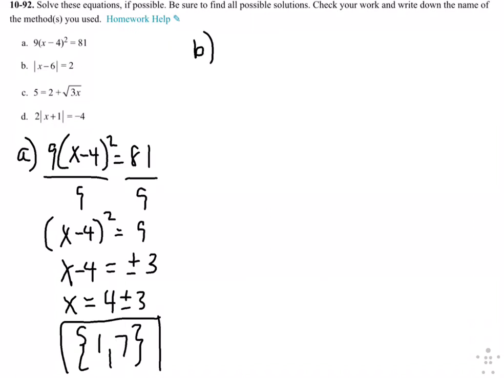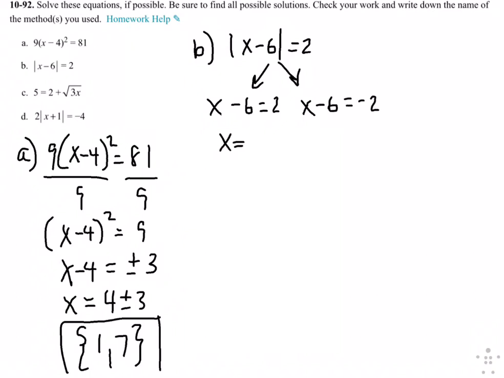Okay, for B, we have an absolute value, |x minus 6| equals 2. We're going to split it into 2. The first one is the easiest, right? The first one, we just strip off the absolute value. And the second one, we strip off the absolute value and make the right-hand side the opposite.